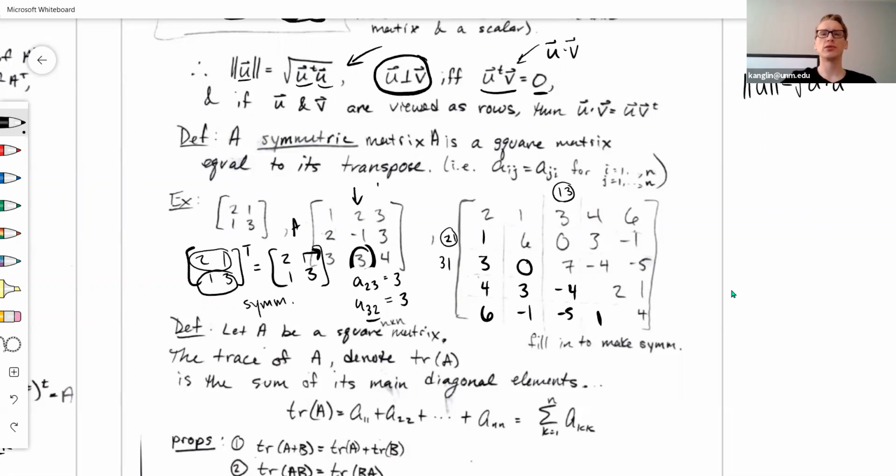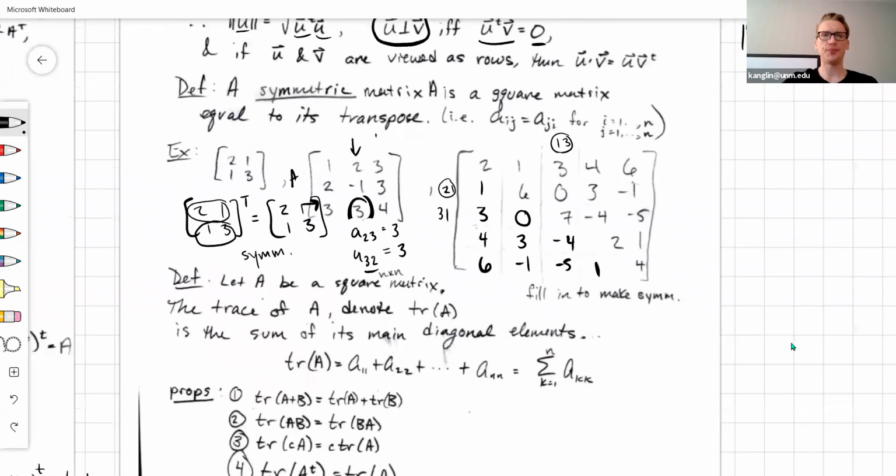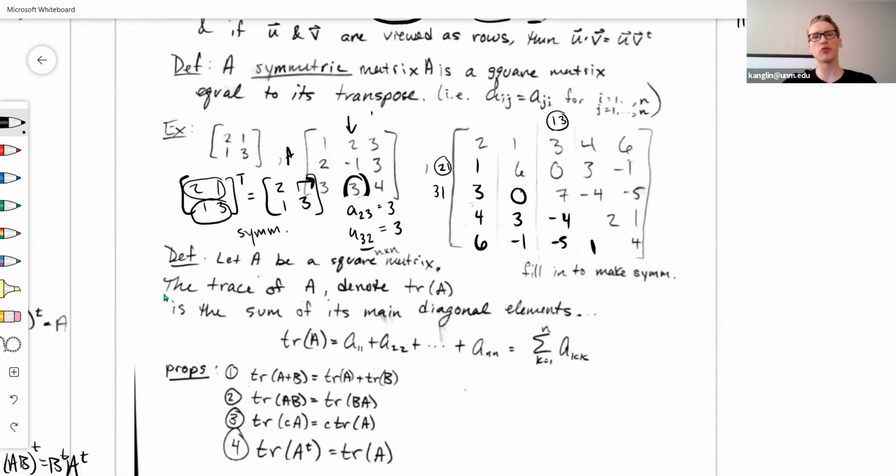Okay, so those are symmetric matrices. We do need to define, very briefly, something we won't use often, but we need to get the basic idea down. This definition defines what we call the trace of a matrix, of a square matrix. If we let A be a square matrix, the trace of A, denoted TR of A, just like I've written here, is the sum of its main diagonal elements.